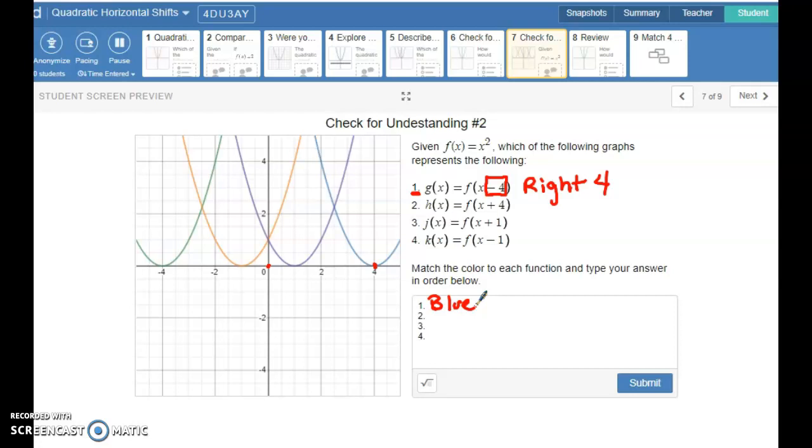Okay, let me do another example for you. Problem number 3 says +1. So the opposite of plus, right, is to the left 1. So if I move to the left 1 from here, that would be right there. That's my orange line. So for number 3, I would put orange. Okay, do number 2 and number 4 by yourself. Press pause and go do slide number 8 when you're done.